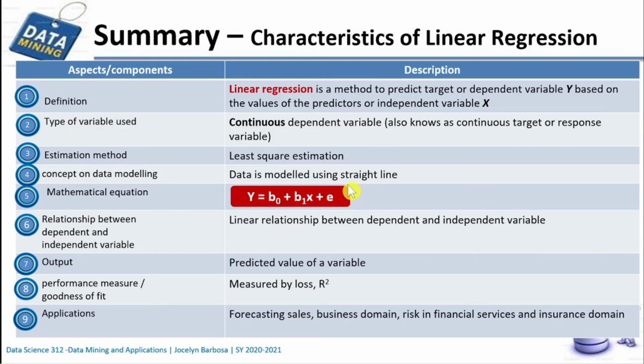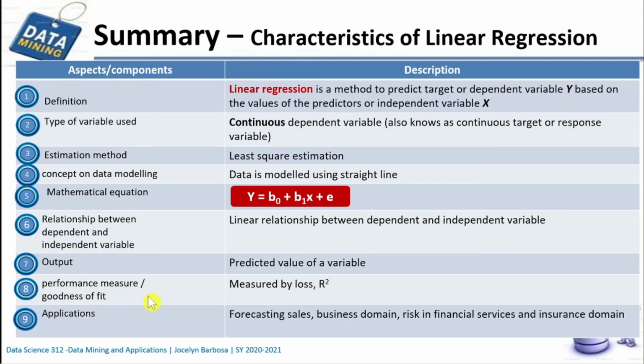And what about the concept of data modeling? The data is modeled using a straight line, and this is our mathematical equation for the linear regression, with the y-intercept over here and the slope of the line, and we have the independent variable x and the dependent variable y. And what about the relationship between dependent and independent variables? Linear regression has a linear relationship between the dependent and independent variable. Either we have a positive correlation or a negative correlation, where the slope is negative. And for the output, the predicted value of a variable, of course, is a continuous value or quantity.